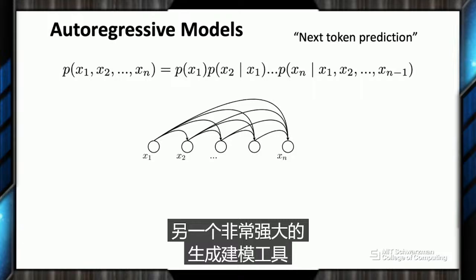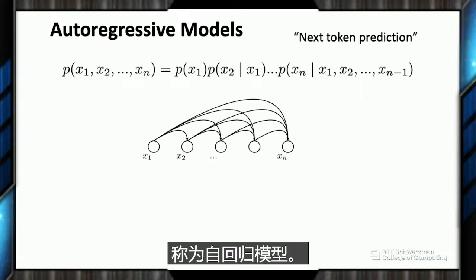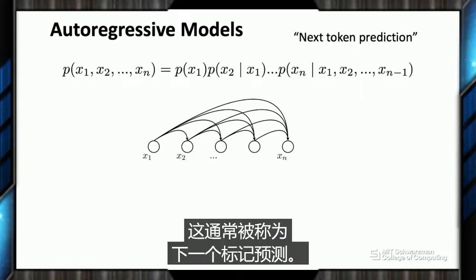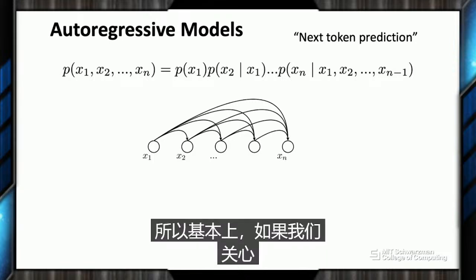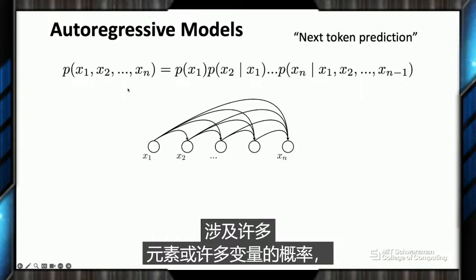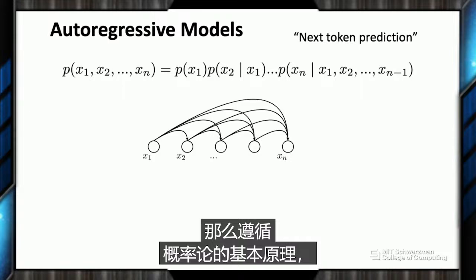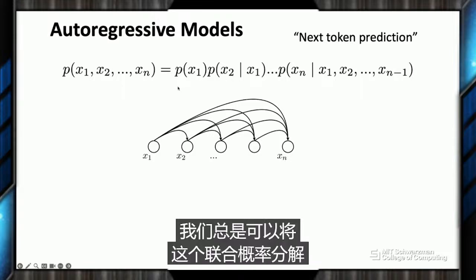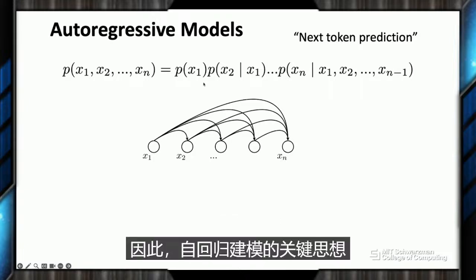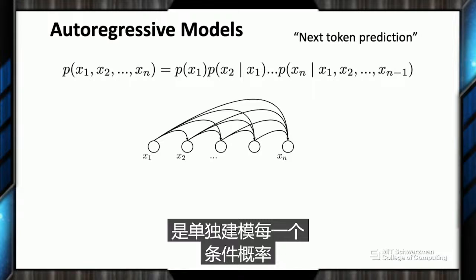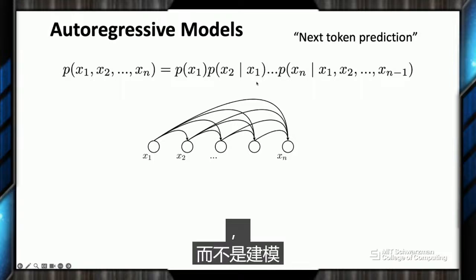Another very powerful generative modeling tool is called autoregressive models. In the context of natural language processing, this is usually known as next token prediction. But conceptually, the idea of autoregression is more than just predicting the next token. Basically, if we care about a probability that involves many elements or many variables, then following the very basic principle of probability theory, we can always decompose this joint probability into a chain of many conditional probabilities. The key idea of autoregressive modeling is to model every single conditional probability individually, rather than modeling the entire joint probability.